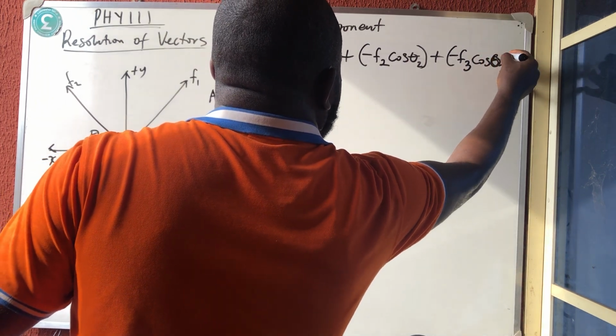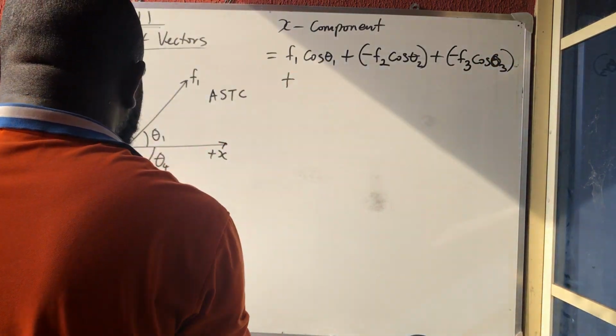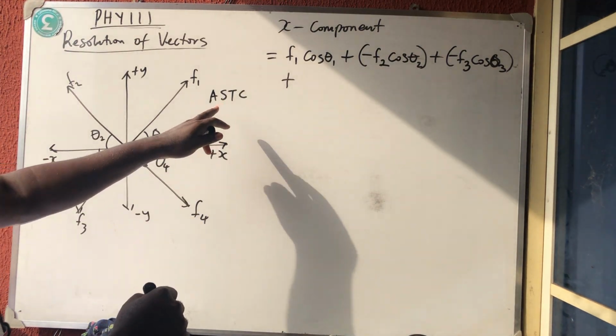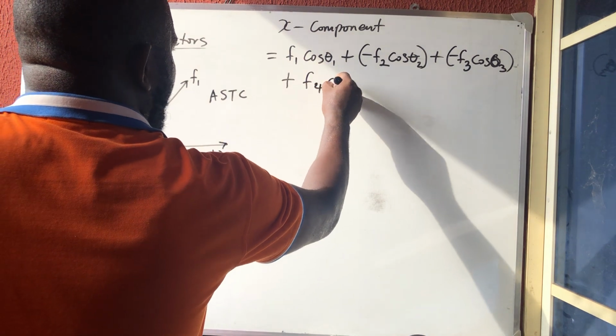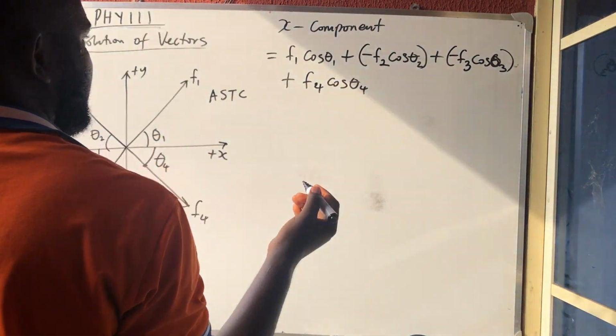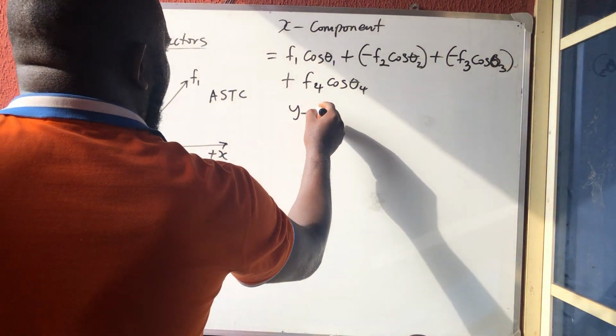I hope you are getting it. Then plus, finally, the last one. Look at this one. And it's still towards, and it's on the right hand side. I will say F4 cos what? Theta 4. You see, that is that. But for the y component, look at the y component.